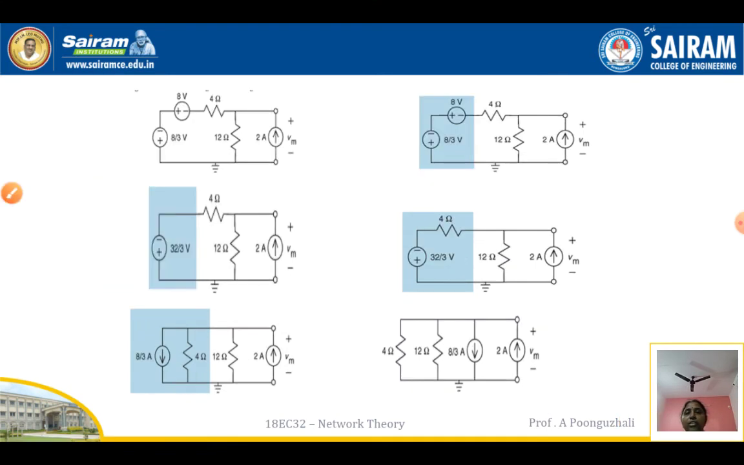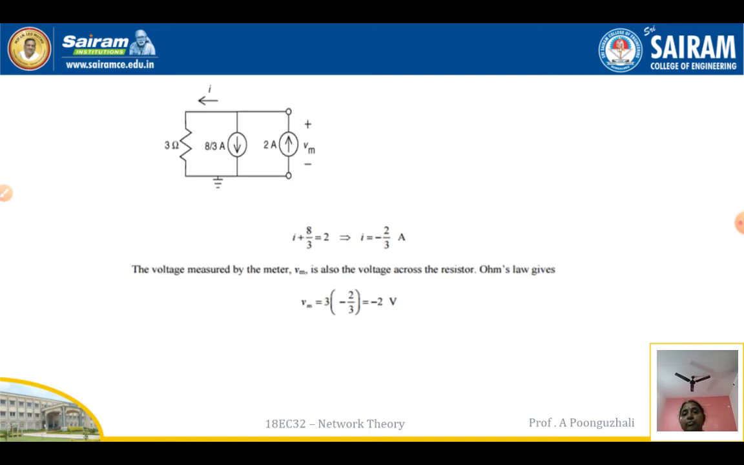So in the next circuit, you are going to have a 32 by 3 in series with your 4 ohms. Now I have my 12 ohm resistor. So I will convert this voltage source to a current source. When I convert this voltage source to a current source, it becomes 8 by 3 amps in parallel with your 4 ohms. So this 4 and 12 in this case are going to be in parallel. So when in parallel, I can simplify it. 4 into 12 divided by 16, so here in this case, 3 ohms. So 3 ohms is going to be here, your 8 by 3 amps, and you are going to have your 2 amps there.